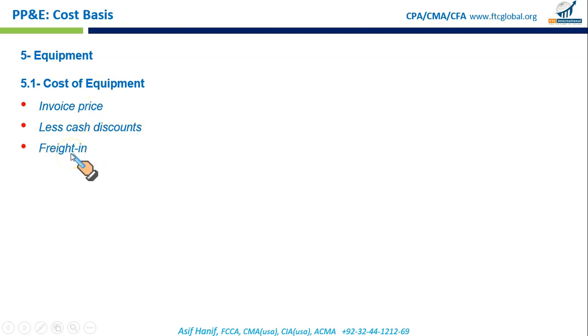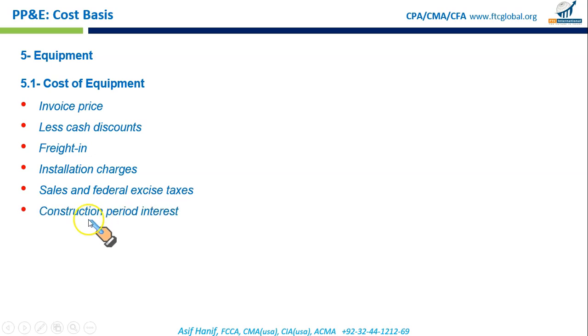Freight in, this is the shipping cost for delivering the equipment, including insurance while the goods or the equipment is in transit. Installation charges, clearly the cost for installing the equipment. It also includes testing or maybe preparation required to make the equipment operational. Sales and federal excise taxes, yes, taxes paid on the purchase of equipment, they are also part of the cost. And then finally, construction period interest. We discussed this a little while ago. Any interest cost incurred during the construction period may also be added to the cost of equipment.